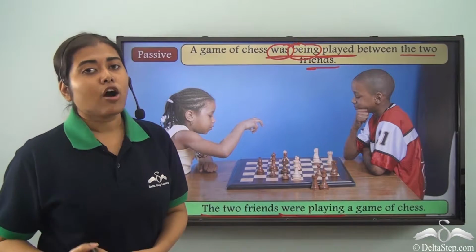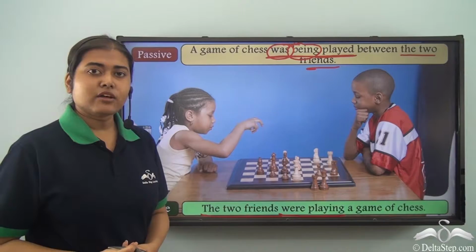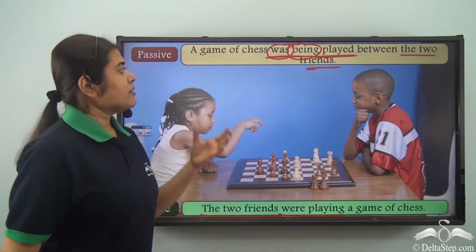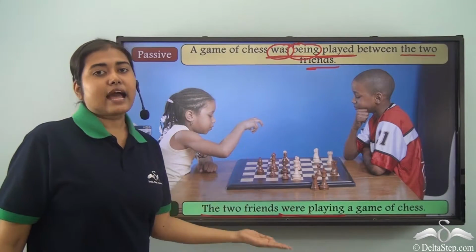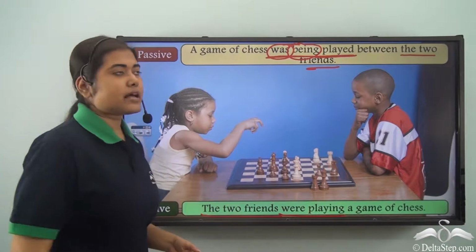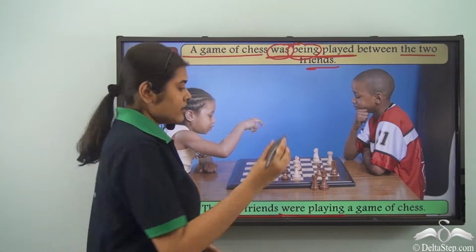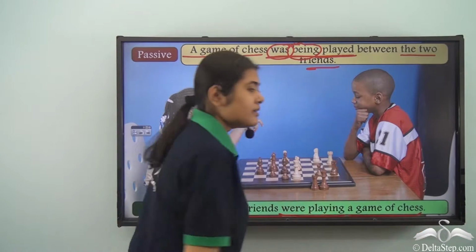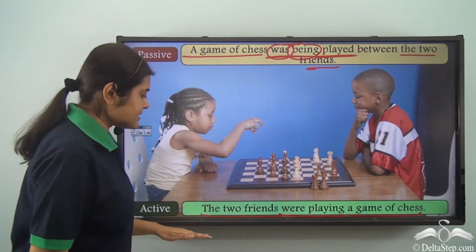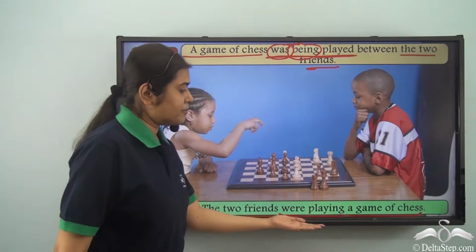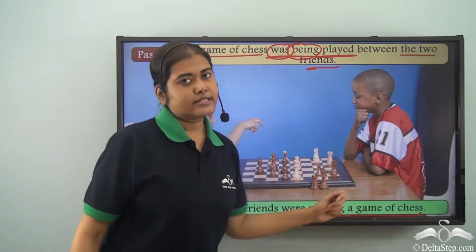Now, we need the object. So, how do we find the object? It is easy because the object in active voice is the subject in passive voice. So, a game of chess is the subject here. So, it will become the object in active voice. So, our sentence becomes, the two friends were playing a game of chess.